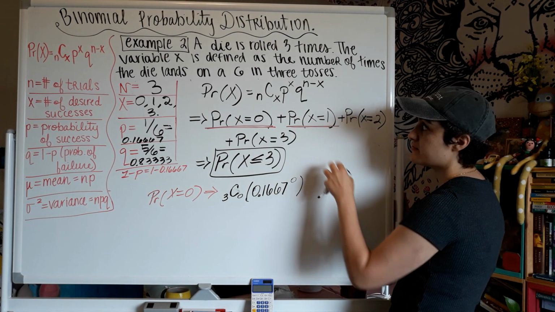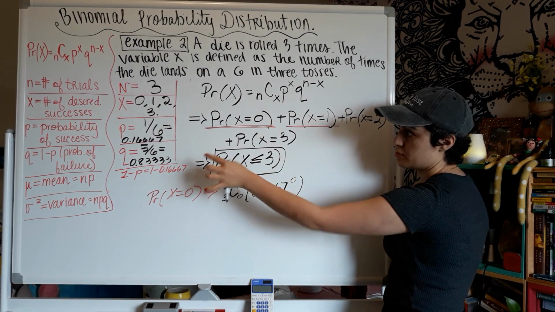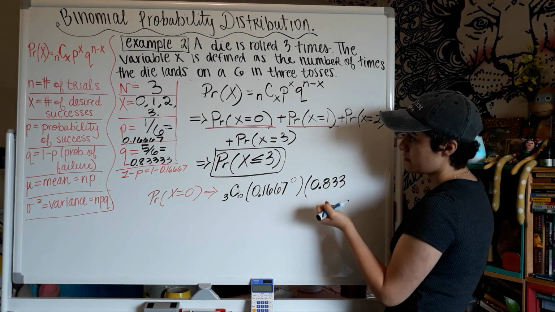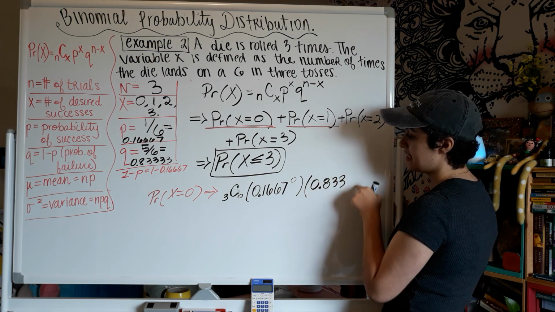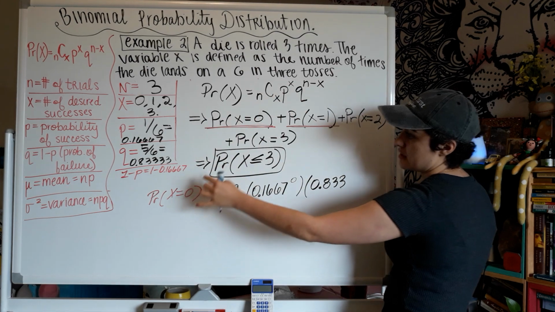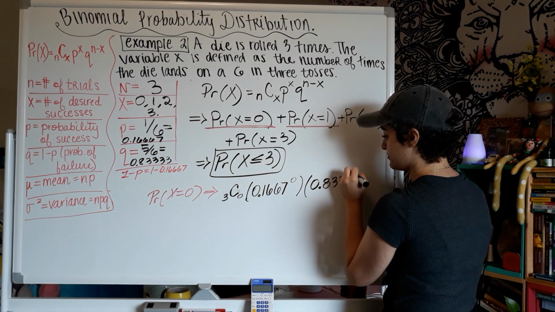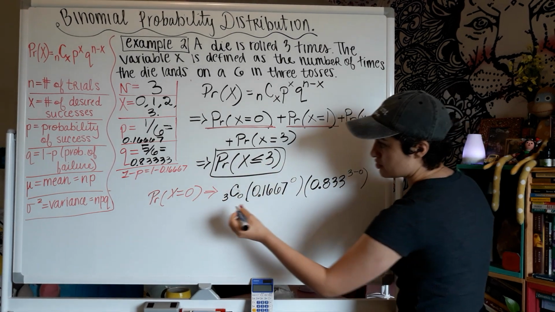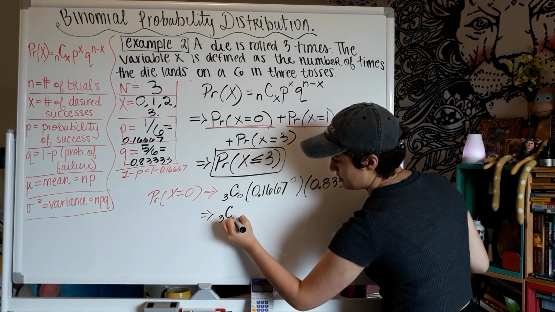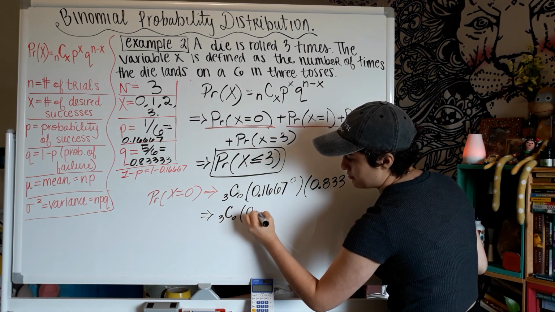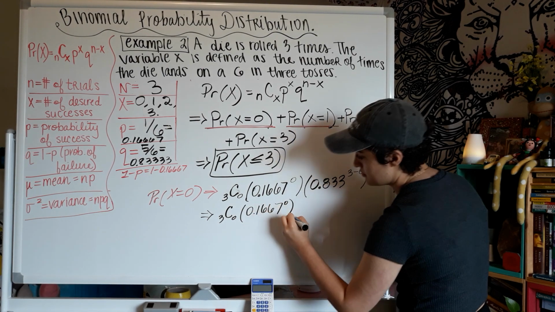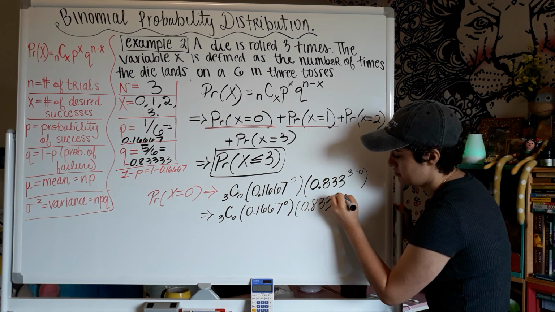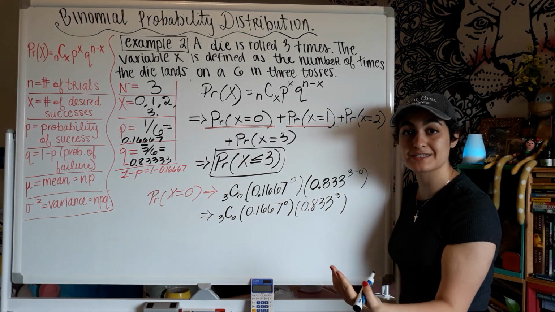Okay, and now my final portion, the third part, is q, which is 0.833, raised to n minus x. N is 3. Minus x here is 0. Okay, so your final is going to look like this. 0.1667 raised to the 0, 0.833 raised to the third. Okay, and you know that anything raised to the 0 is 1.